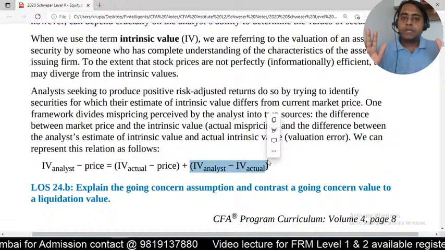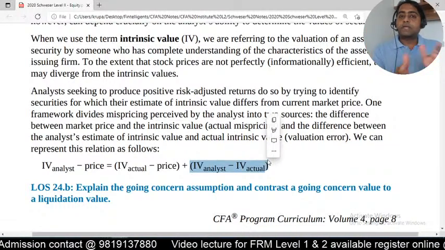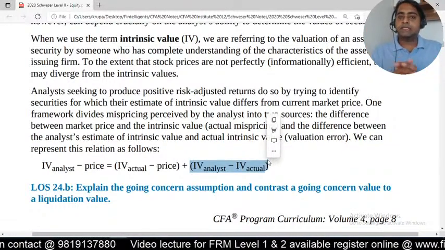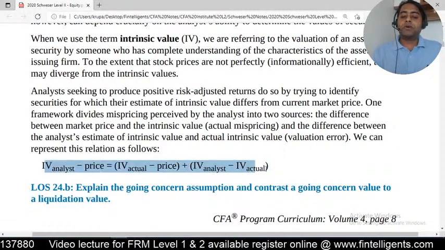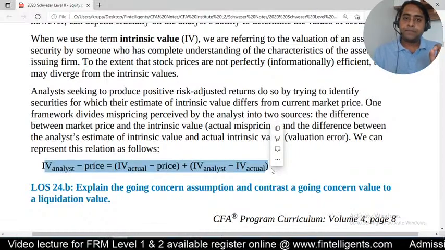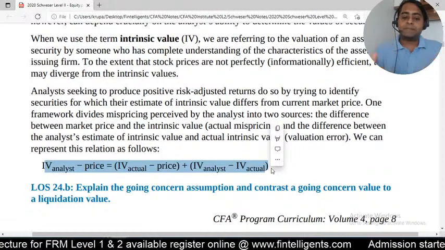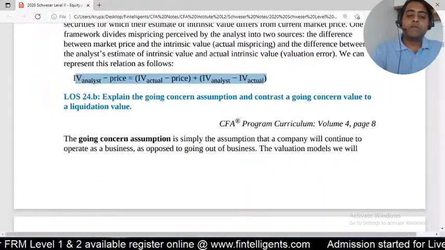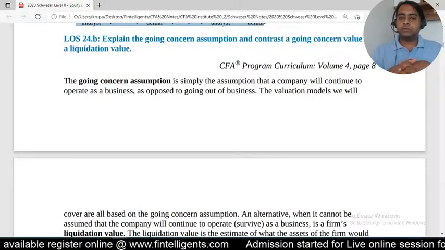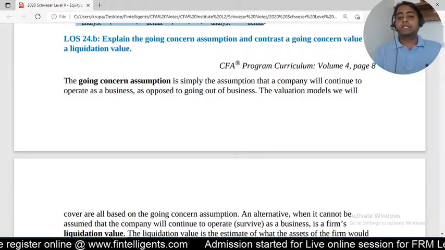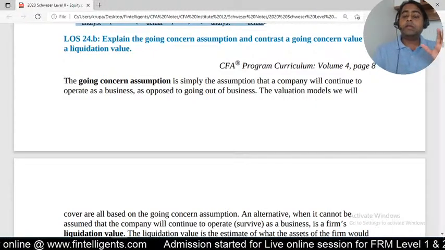Fairly simple. Now the reason they're focusing more on this valuation error and this formula is that there's a good chance they might ask you a question related to this formula. So mark this formula as star, and you should be able to identify the two factors properly. Let us start moving towards the second learning objective. Explain the going concern assumption in contrast to going concern value at a liquidation level.